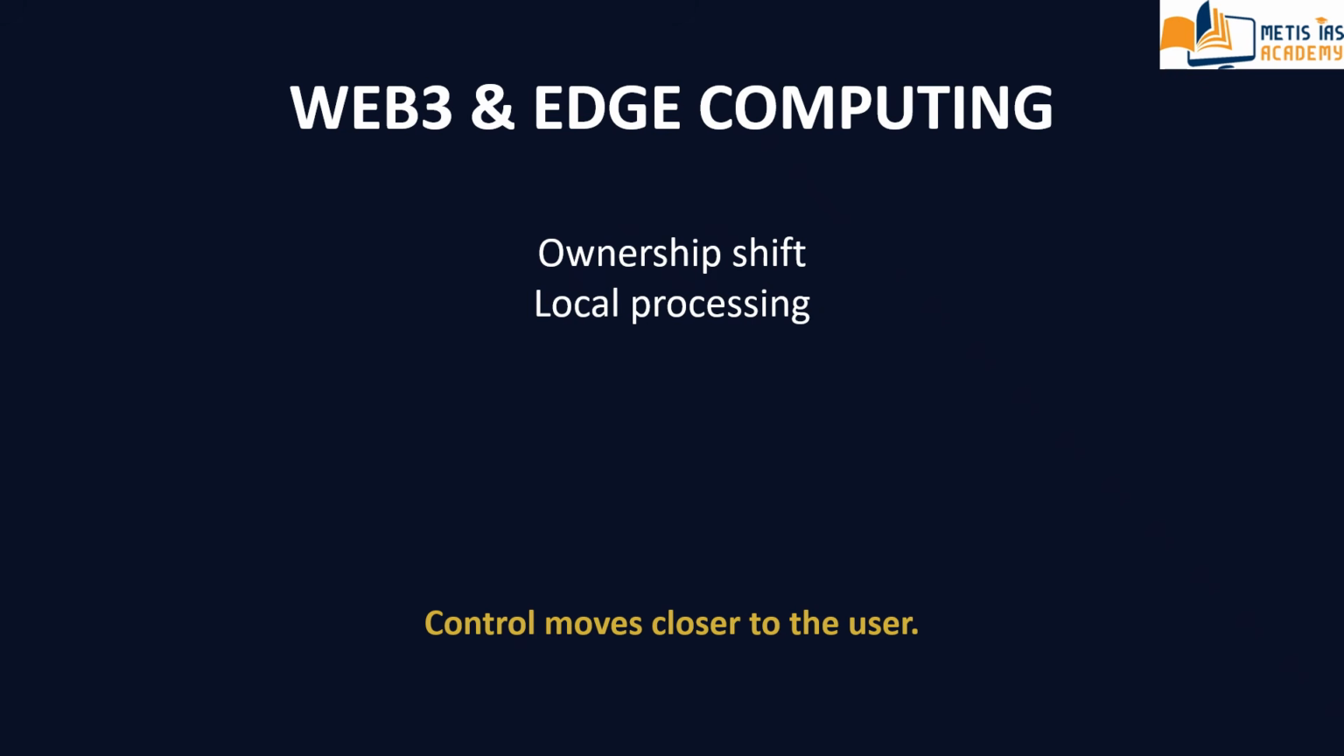Now let us understand two final infrastructure themes, that is Web3 and edge computing. These are not identical topics but they share a structural idea. Both point in different ways toward reducing heavy central concentration in certain digital functions. First of all, we have to learn about Web3. At a broad level, Web3 is associated with more distributed digital architectures, especially in how participation, validation, or ownership may be structured relative to centralized platform models.